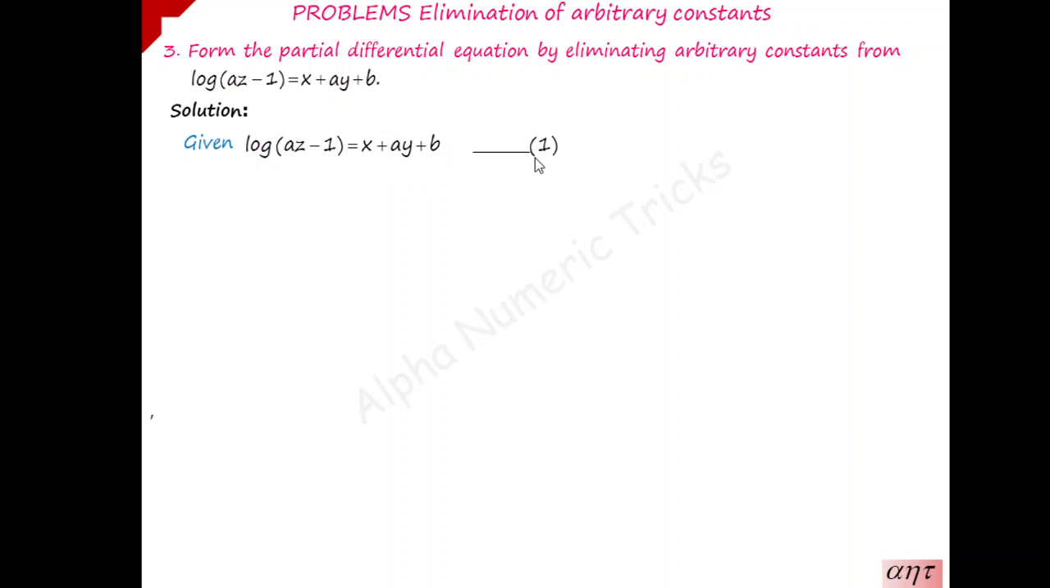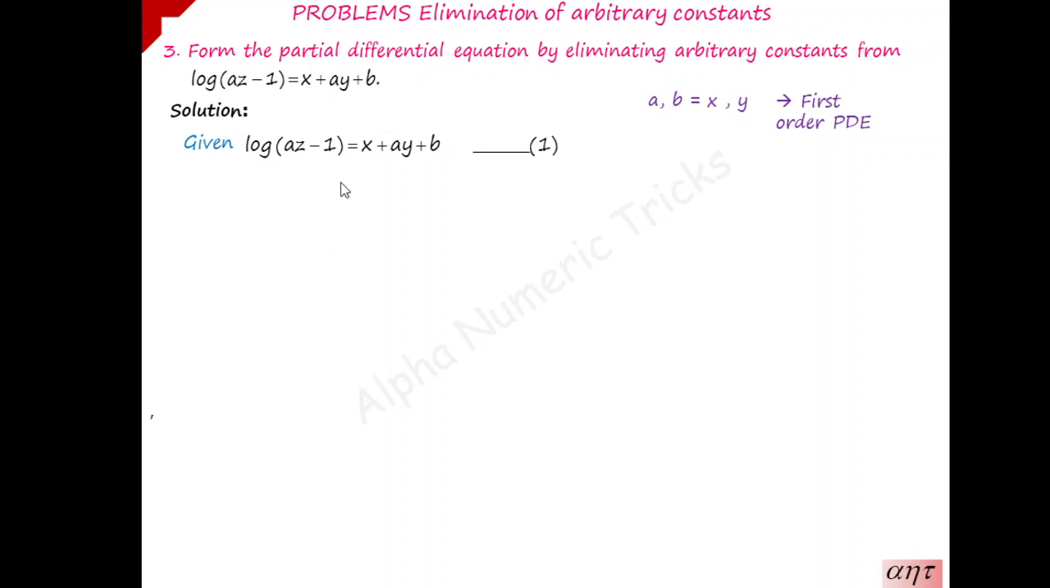Now you can predict the order of the resulting PDE using the arbitrary constants and the independent variables. In our problem, the number of arbitrary constants are 2, which is a and b, and the number of independent variables are 2, which is x and y. Both are equal, so the resulting PDE we obtained is of order 1.